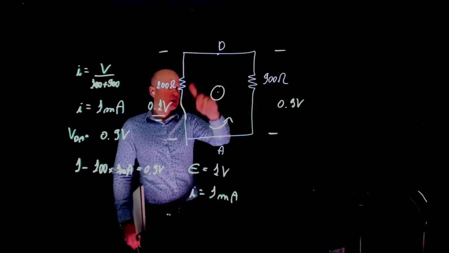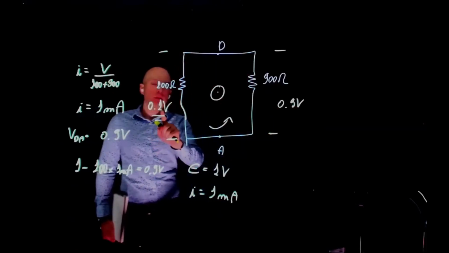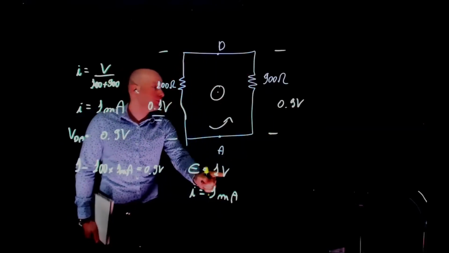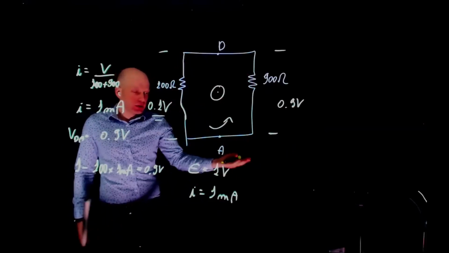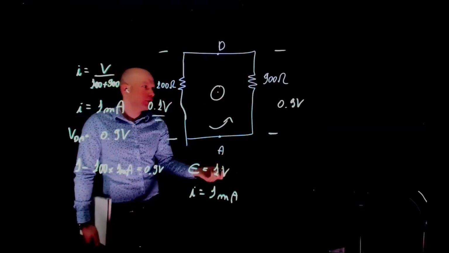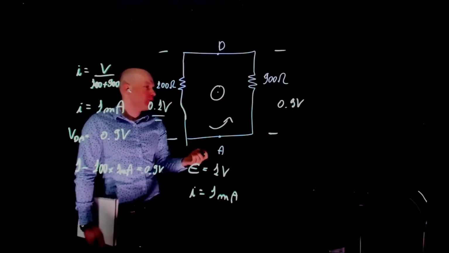If you do here a closed loop and we sum all the voltages, what do you have? 0.9 plus 0.1, 1 volt. It should be 0 according to Kirchhoff's law. And this thing turns out to be 1 volt. So what the hell is going on here? Sorry for the language, but this is indeed interesting. And I get overexcited.